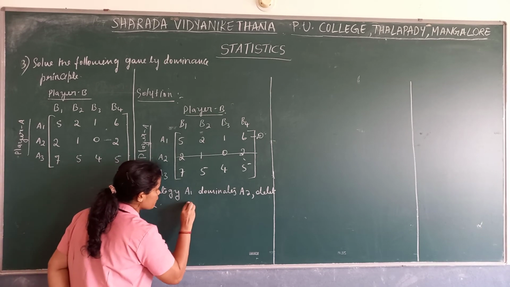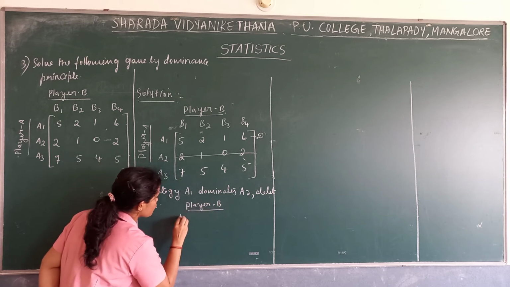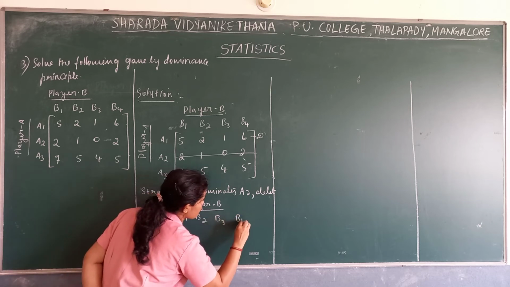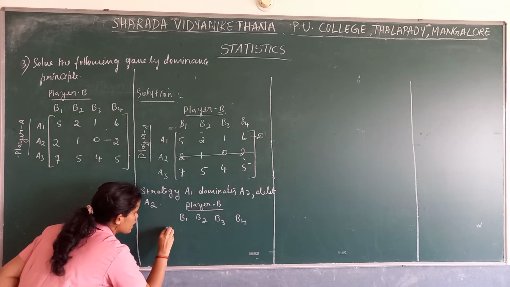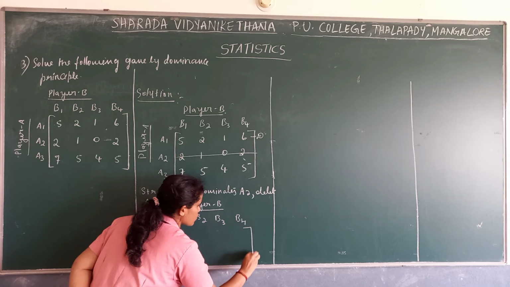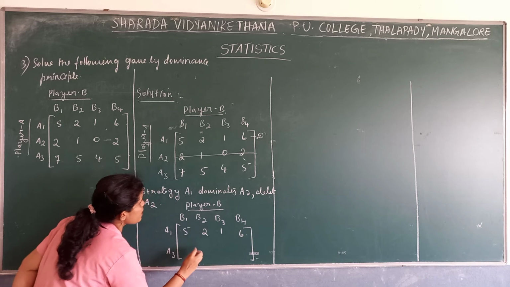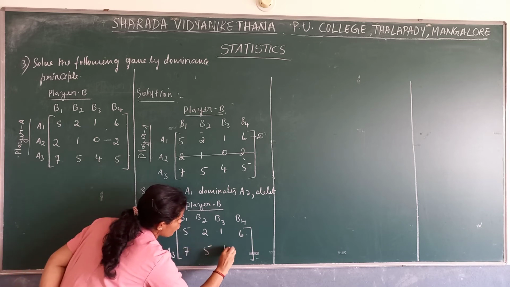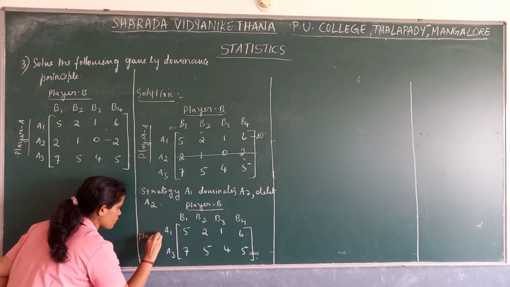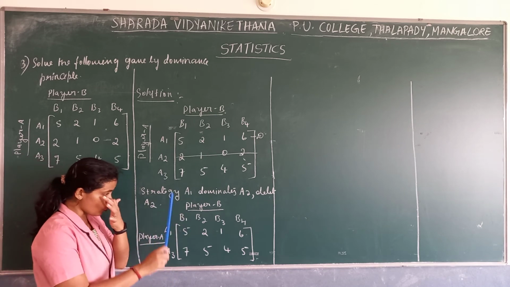Now write player B, B1, B2, B3 and B4, and for player A, A1 and A3 strategies are remaining. So write the values 5, 2, 1, 6, 7, 5, 4 and 5. And here it is player A. Now row wise comparison is over, we have to go to column wise.